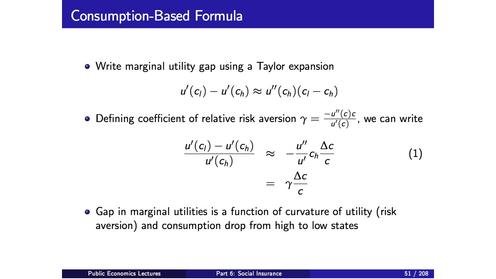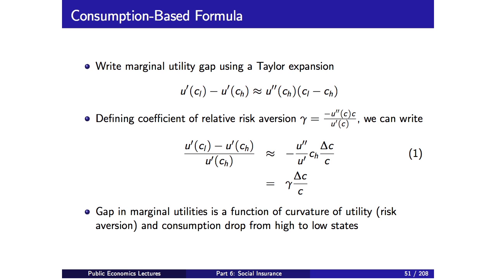So U prime of CL minus U prime of CH can be written as U prime prime of CH, the point at which you're taking the Taylor approximation, times the change in consumption across the two states, right? So just the difference in marginal utilities is given by the slope times the change in the x variable, the change in consumption. So next, let's define the coefficient of relative risk aversion.